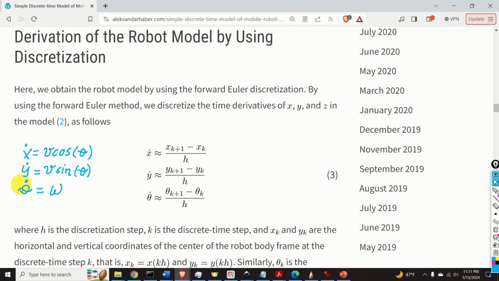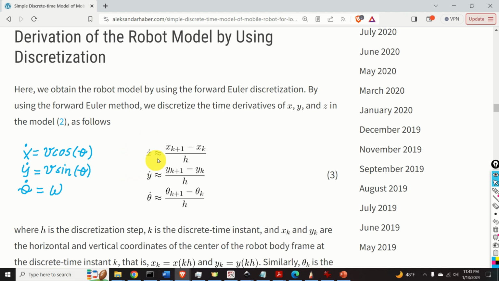Here is our continuous time dynamics, and the main idea of the forward-Euler method is to approximate these derivatives by using finite differences. And here is the approximation. First derivative of x is approximated like this. That is, it is approximated as x_{k+1} minus x_k divided by h. Here, h is the discretization step, k is the discrete time instant, and x_k is the value of x at the time instant k times h.